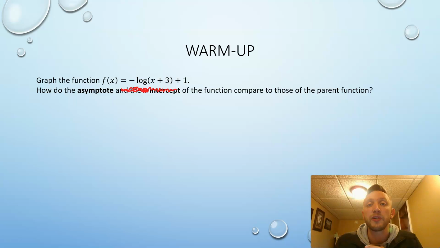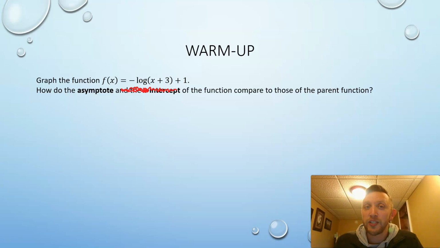I'll give you a hint. There's 3 different changes that are going to happen here. And then I want you to, don't worry about the x-intercept, so don't worry about that piece of it. But I want you to figure out what would be the new asymptote for this graph as compared to the parent function. So I want you to pause the video and I want you to find those pieces and hit play when you're ready to check to see if you've done it correctly.